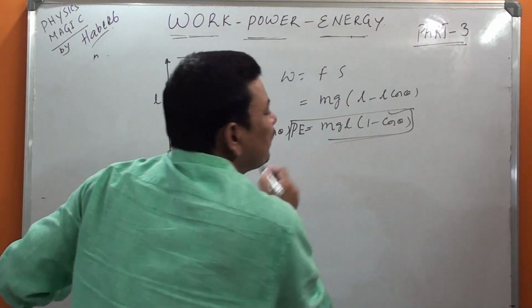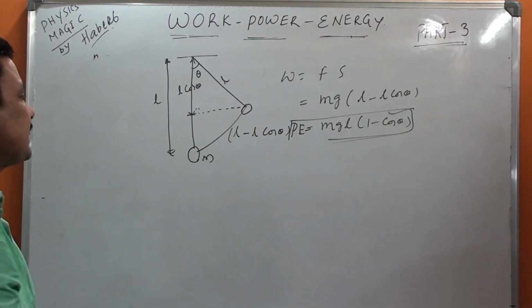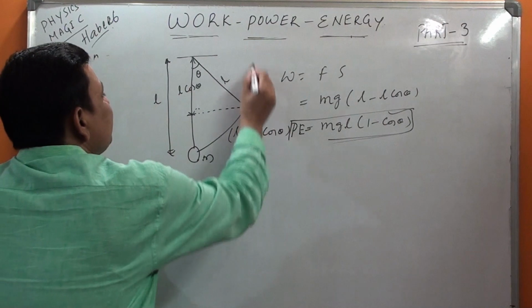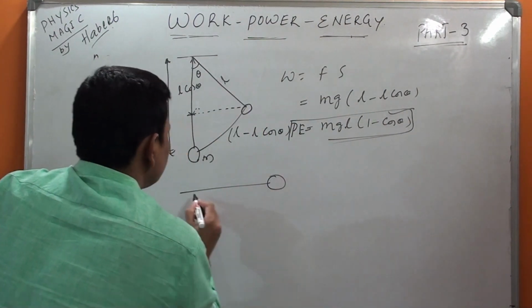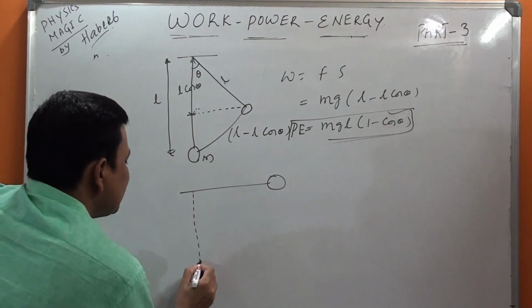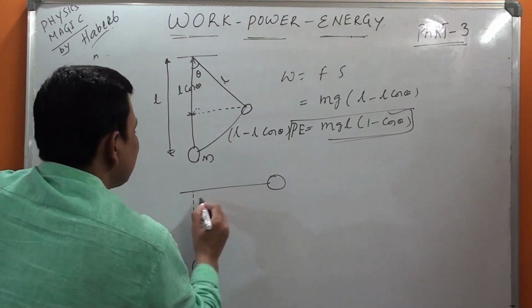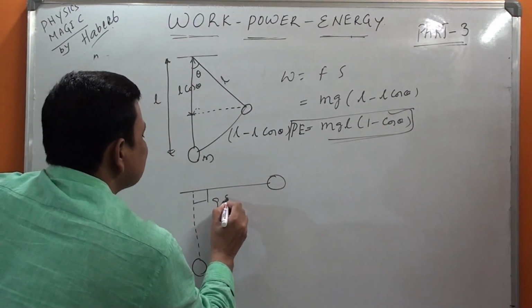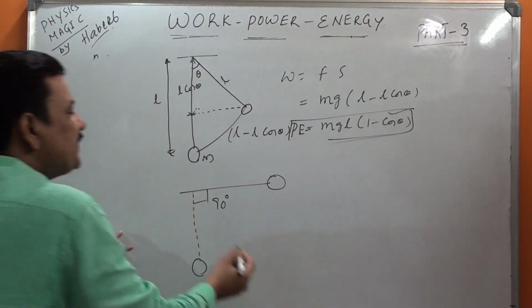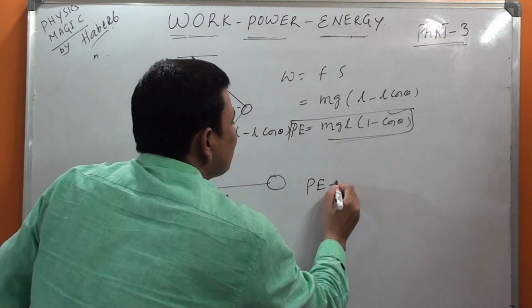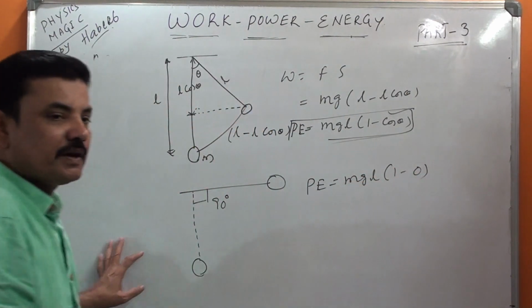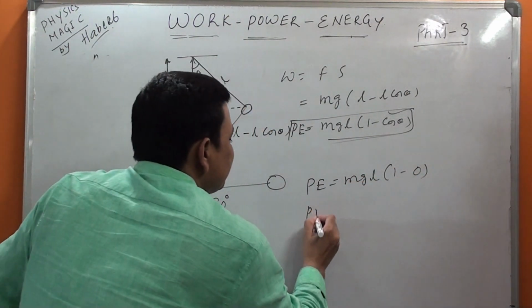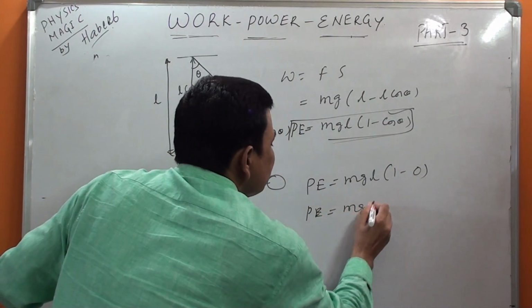This is another very important question which you will be asked. Say, for example, if this is totally lifted to the horizontal like this. So originally it was like this. Now it is lifted like this. So angle is equal to how much? 90 degrees. In that case, potential energy is equal to how much? mgL into 1 minus cos 90, which is 0. Therefore, PE is equal to mgL.